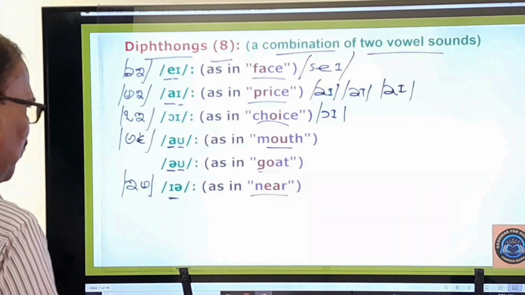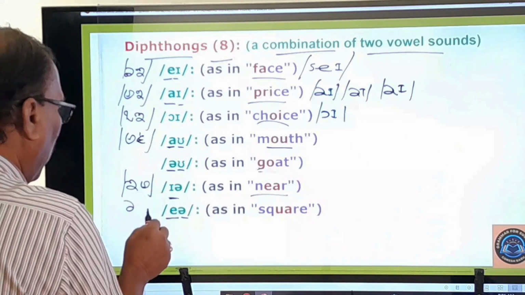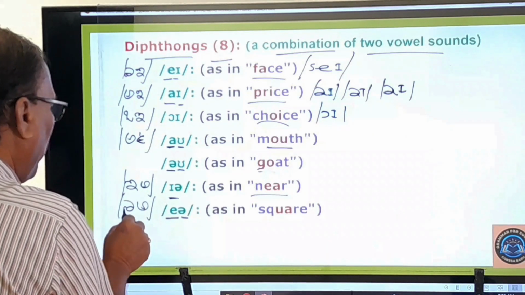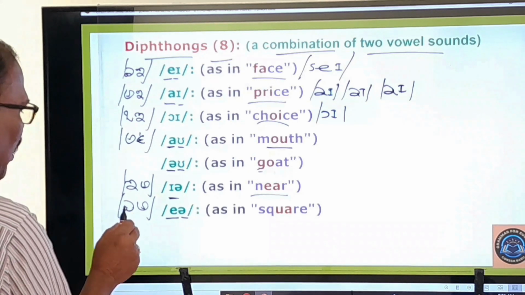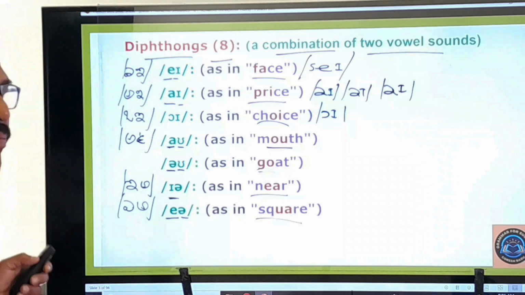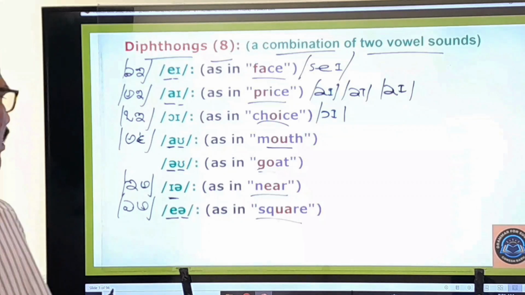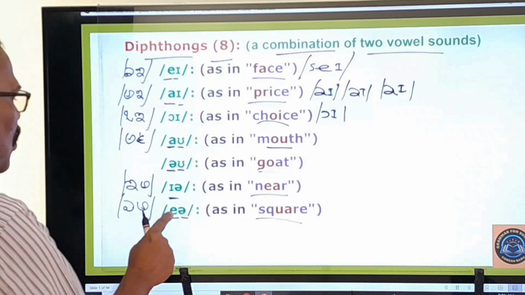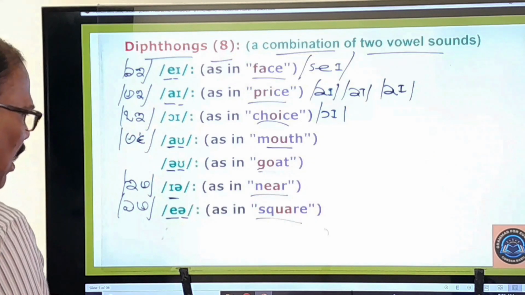Another one is there. Generally I write it like this. Telugu. It means E-A, as in square. Okay, square. Rea, something like that. E-A. So, 1, 2, 3, 4, 5, 6, 7. One more is also there, I think.